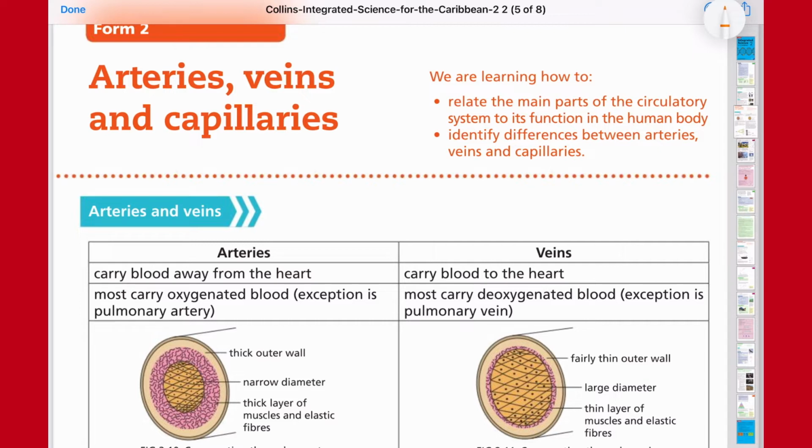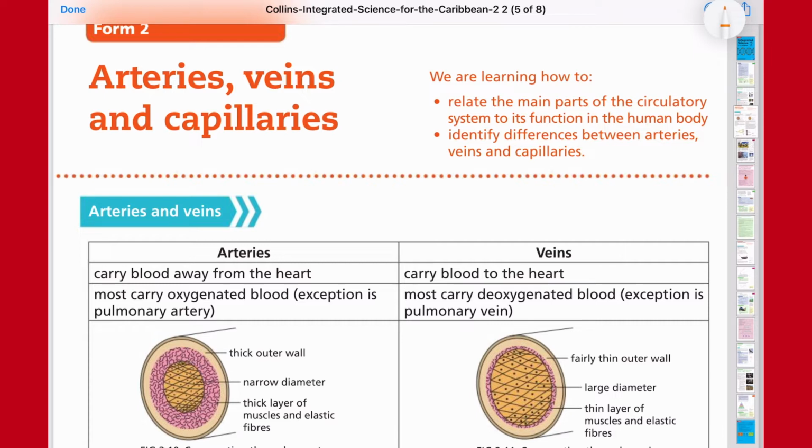Right, so last class we continued looking at the circulatory system and we focused on the heart. We focused on the movement of blood through the four chambers of the heart and the movement of oxygenated blood and deoxygenated blood. Today we are going to focus on arteries, veins and capillaries. We will be learning how to relate the main parts of the circulatory system to its functions in the body and to identify the differences between arteries, veins and capillaries.